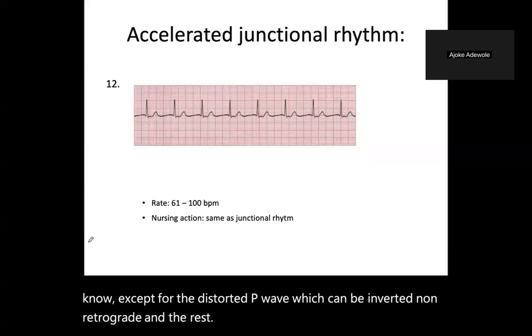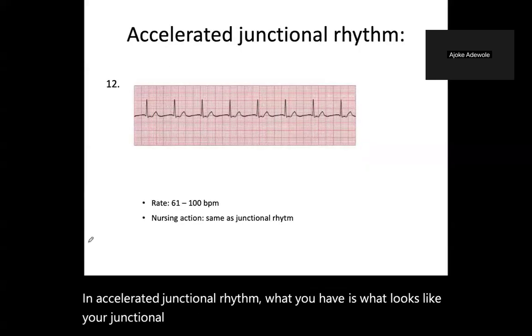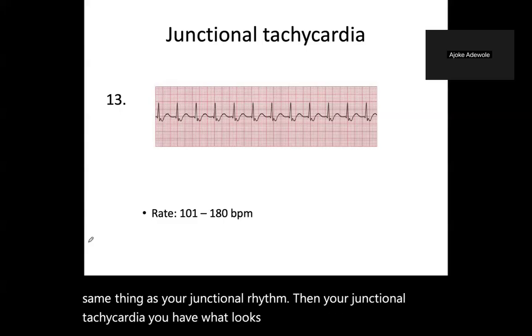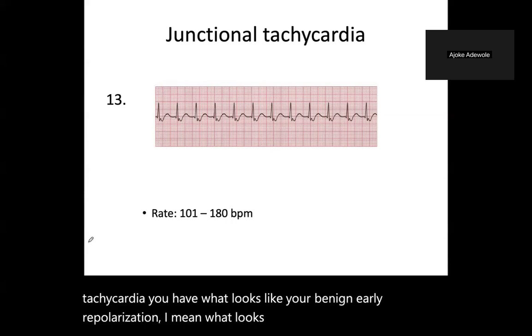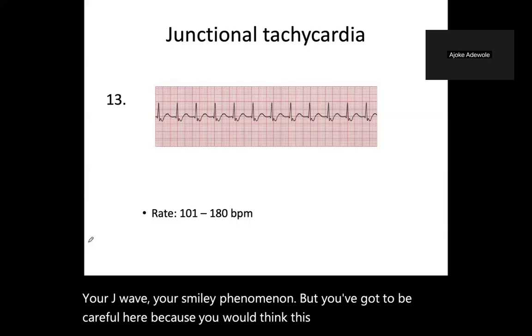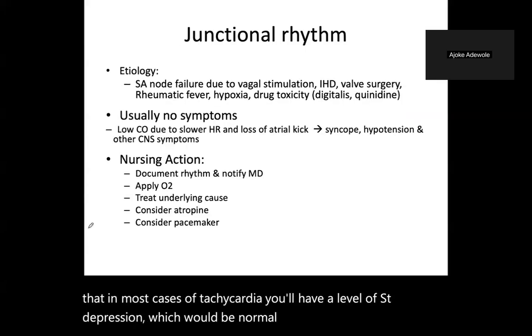In accelerated junctional rhythm, what you have is what looks like your junctional arrhythmia, but normal heartbeat. So the action is the same thing as your junctional rhythm. Then your junctional tachycardia, you have what looks like your benign early repolarization. I mean, what looks like your J wave, your smiley phenomenon. But you've got to be careful here because you would think this is a ST depression. Note that in most cases of tachycardias, you'll have a level of ST depression, which would be normal. But this is the picture.